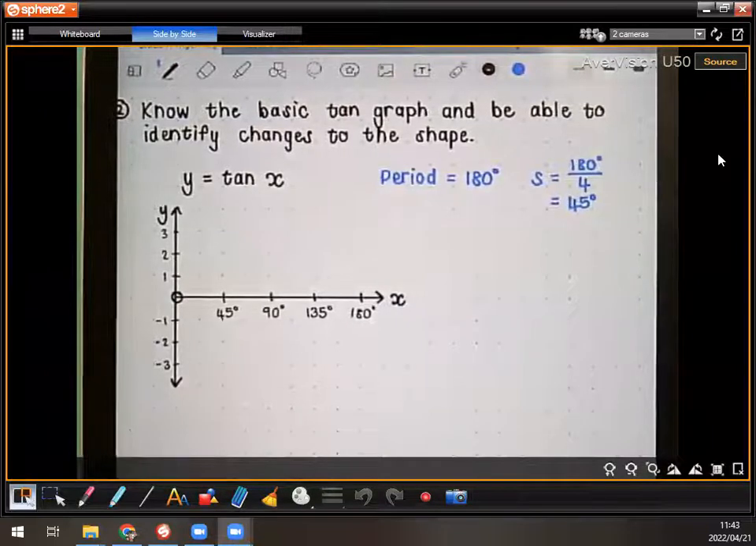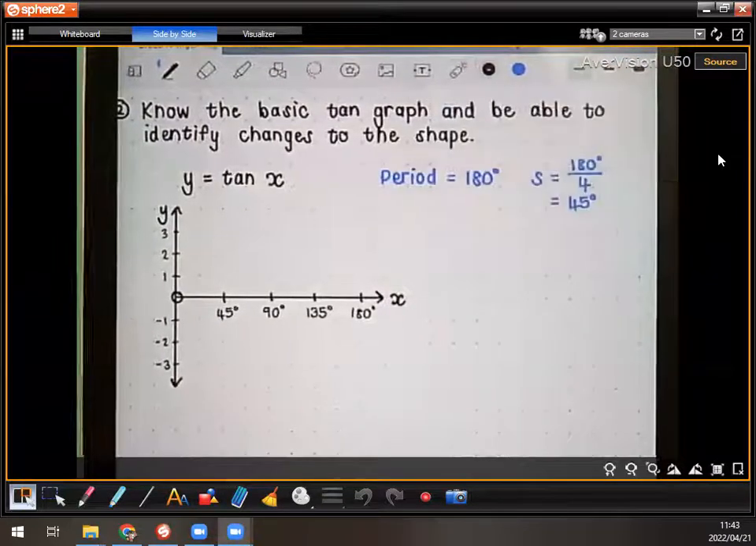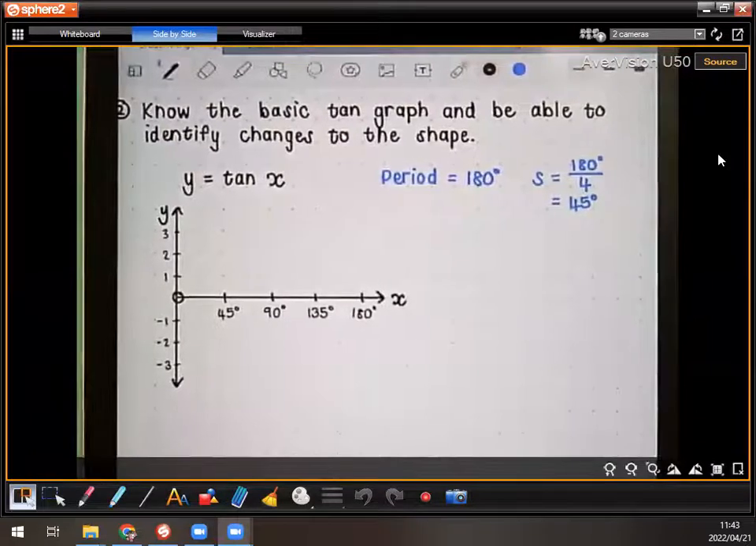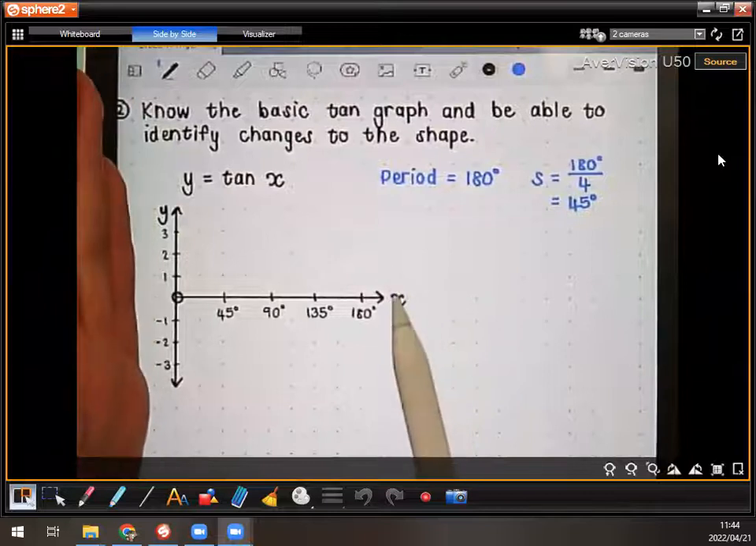And guys, you can use the table function, obviously, if you're not sure of how to draw this one, but it would be better if you knew the shape of the basic one. It's much easier to identify changes to it if you're not relying on the table on the calculator all the time. If you just know what this one looks like, then you'll be able to see, okay, this is different, this is different.